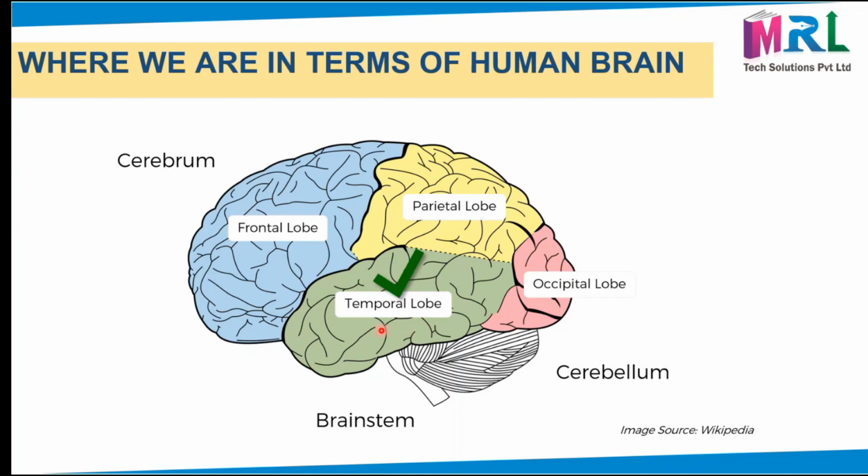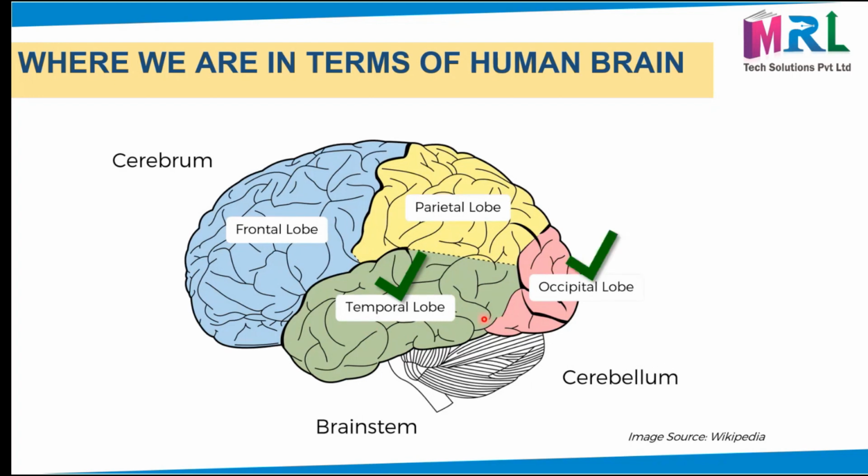If you take ANN, artificial neural network, it is like a temporal lobe because once you have trained the model, the weightage will be there for a long time. It will not change in a short time. So that's why we can relate the temporal lobe to the artificial neural network. That we discussed yesterday.